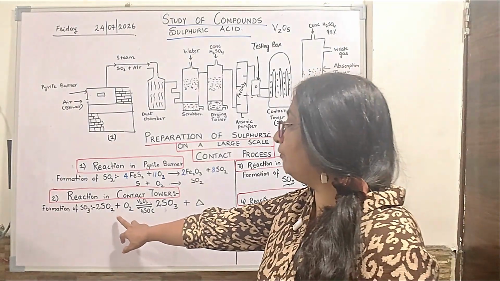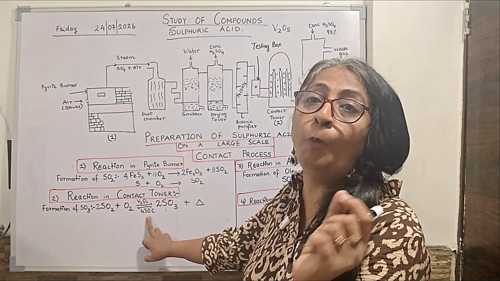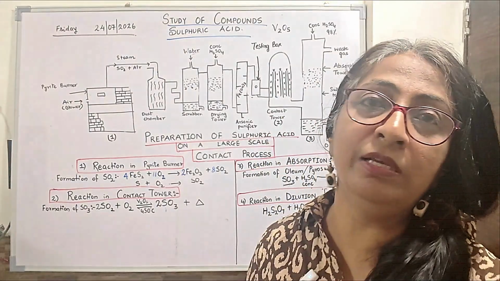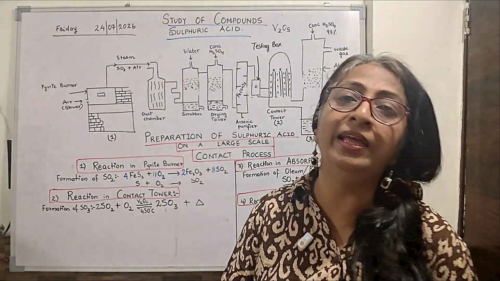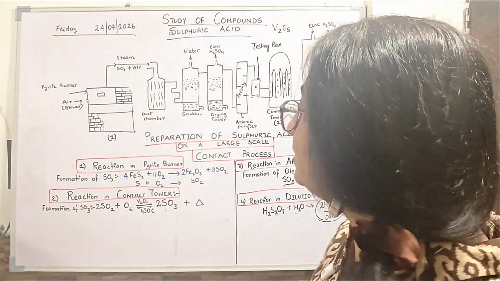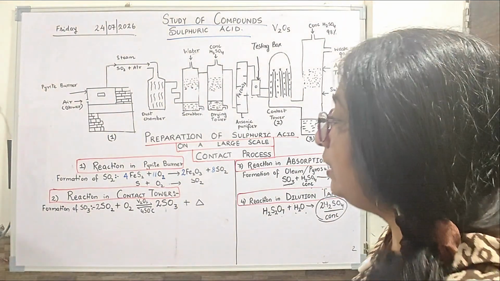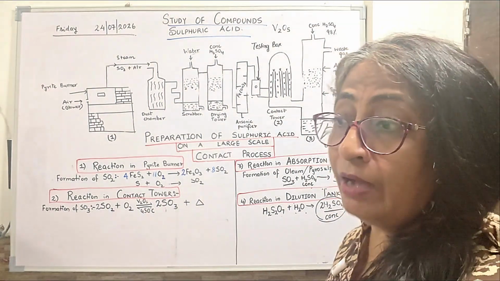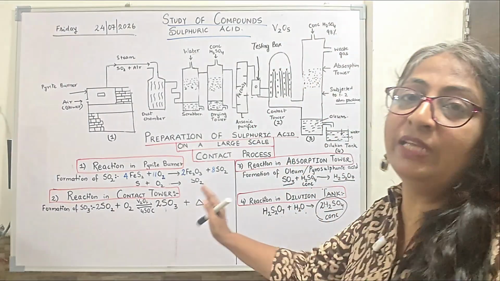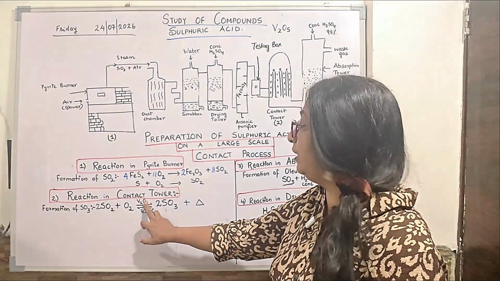So in the contact tower, children, we are using a temperature which is called the optimum temperature. Now, why this temperature, and why not a temperature higher or lower than this? Very important: many times they ask what the conditions are that are necessary during the formation of sulfuric acid. Sometimes they ask, please explain with suitable reason why we are using this temperature. So the conditions that are necessary are, of course, a catalyst, vanadium pentoxide.